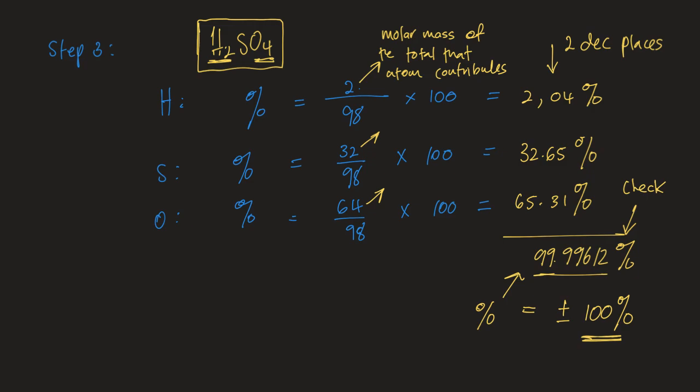If it's 1, it's fine. If it's 2, you're going to mention 2. If it's 3, 4, 5, whatever the case is. That is how you do percentage composition.